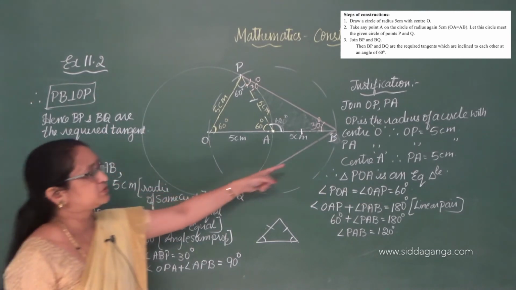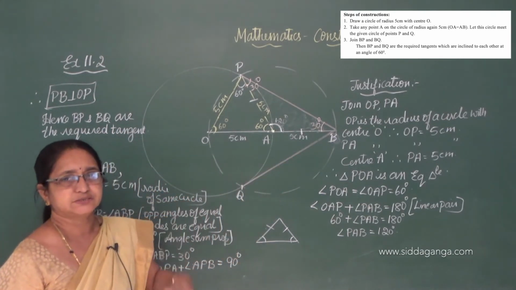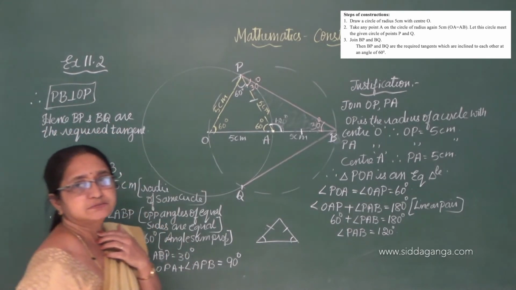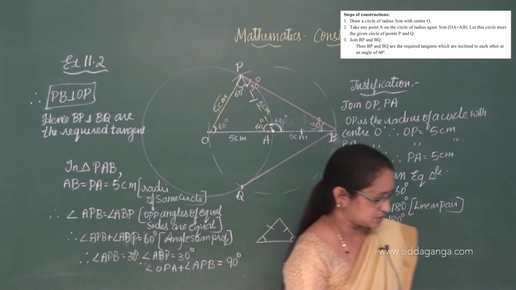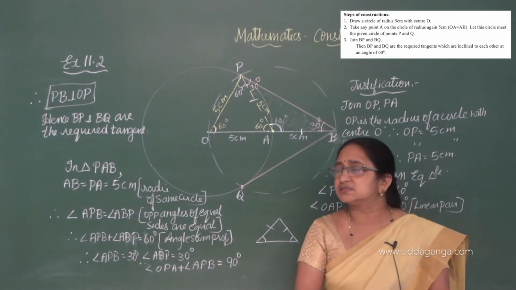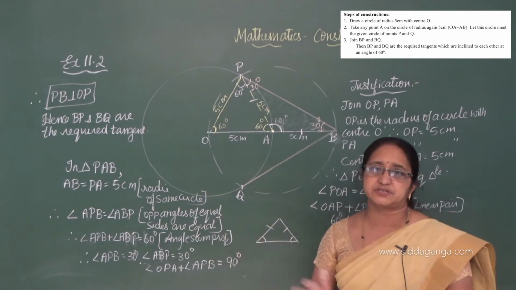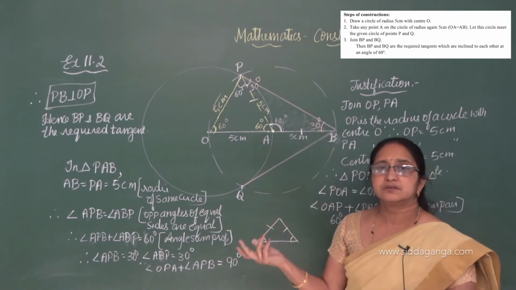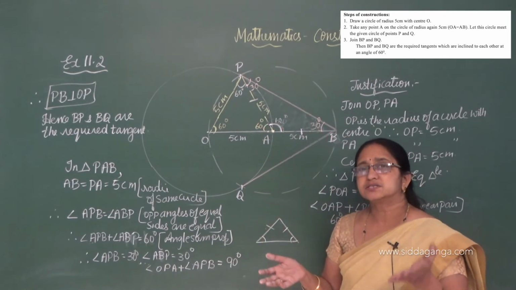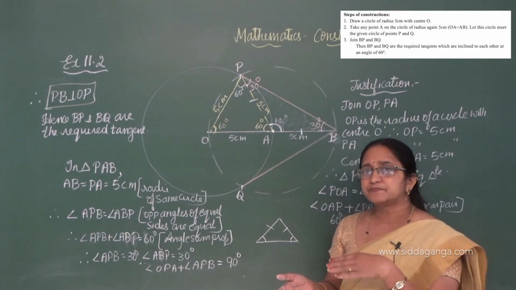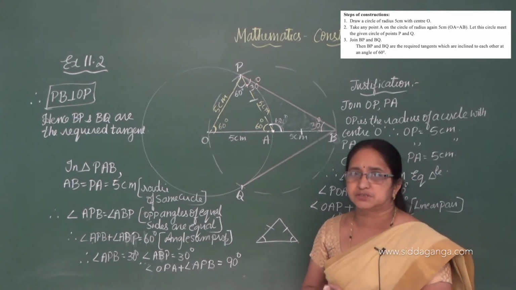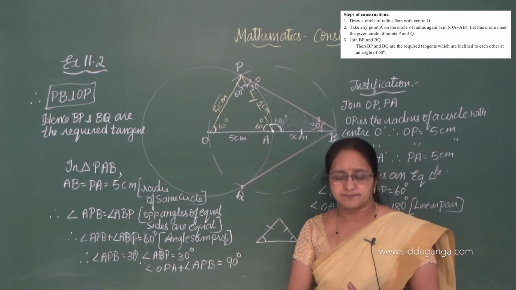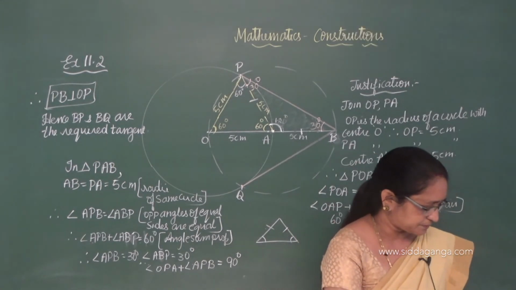Same way you can prove for BQ also. Similarly, BQ is also a tangent. Then you can write, hence BP and BQ are the required tangents. Understood? Isn't it easy? So definitely if you practice, it is very easy. I have shown the justification that BP and BQ are the tangents. Again the same concept, the radius and the tangent are perpendicular to each other, that is 90 degree. So I have proved that this angle is 90 degree. Understood? So this is the first one.